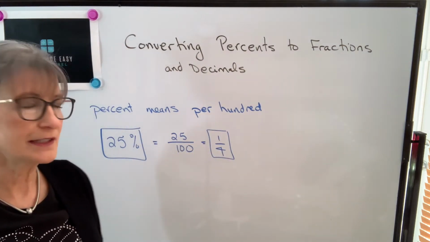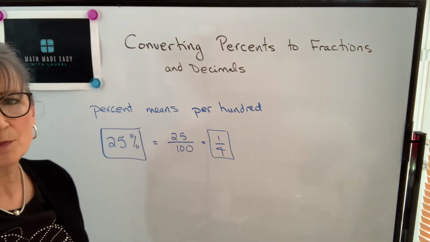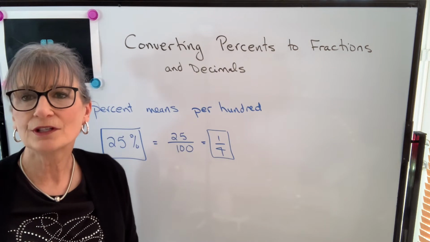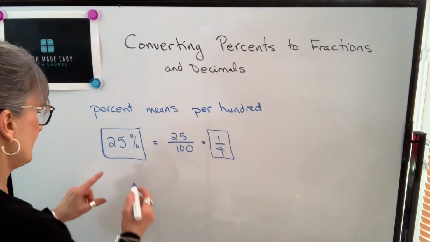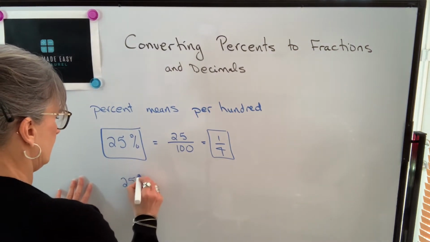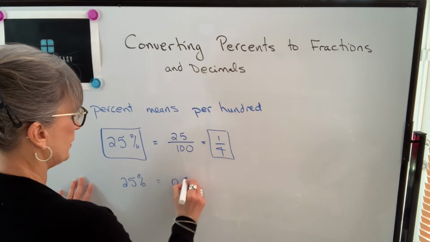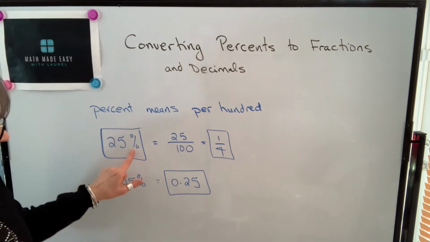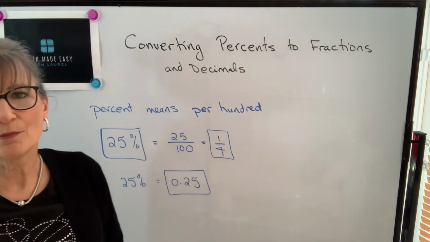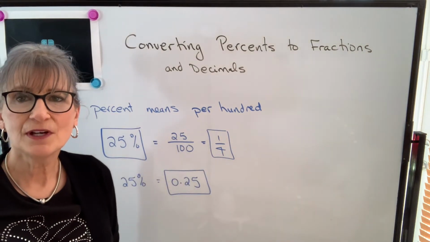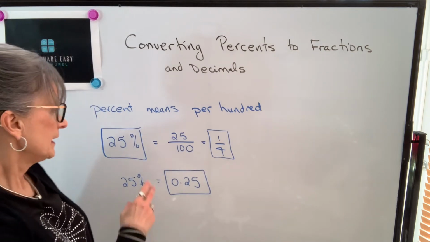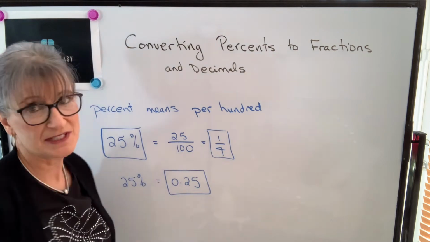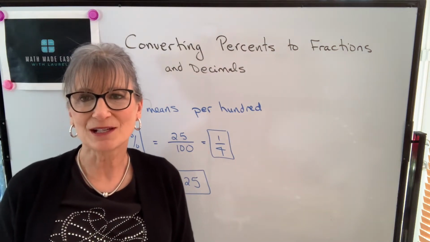And if we want to take that 25% and change it to a decimal, instead of putting it over 100, we just divide by 100 by moving the decimal point. So 25% will equal 0.25. So these numbers are all equivalent. They all mean the same thing. So if I was finding 25% of something, that's the same as finding 1/4 of it or 0.25 times it. Let's take a look at some more examples.